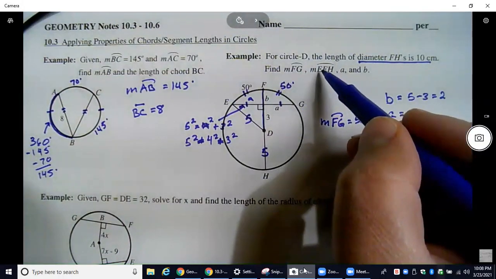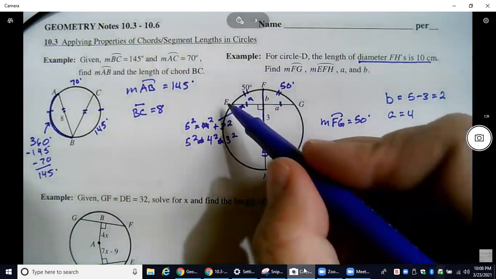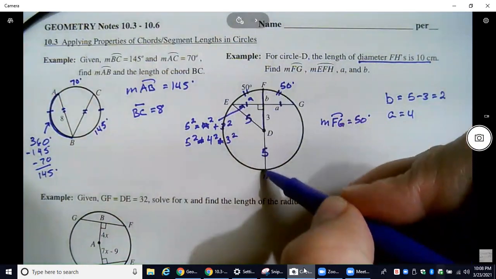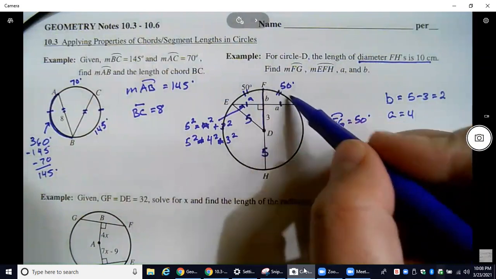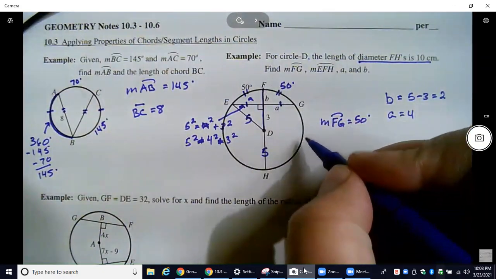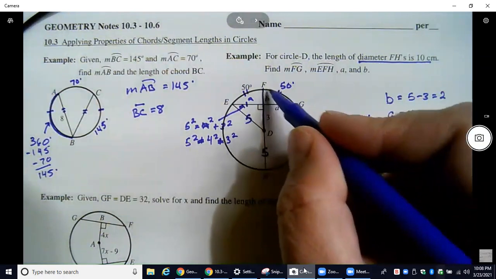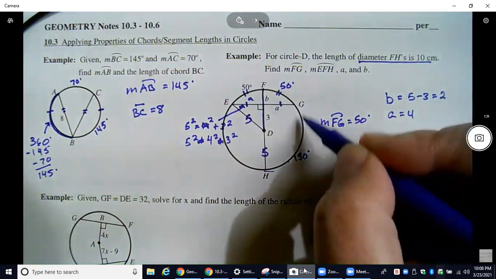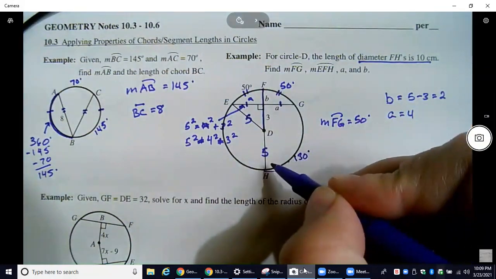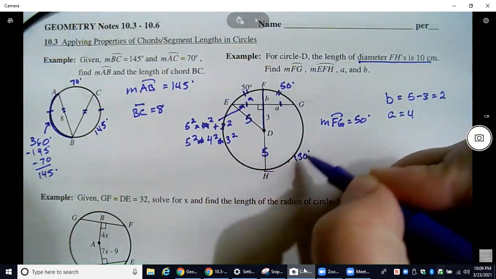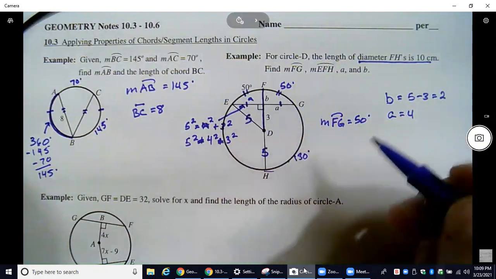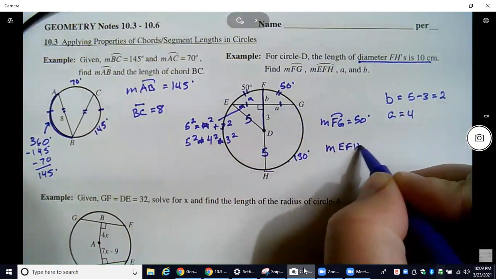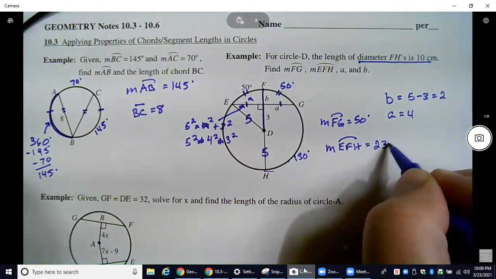Next, measure of arc EFH. All right, so E starts here and then F and then all the way to H. So this is a major arc. Now, because this is a diameter, you know that this whole distance from F to H is going to be 180 degrees. So if you needed to mark this section out, this would be 130, because that total here is 180 and that part is 50. So the part that would be remaining is 130. So 130 plus 50 is 230. So the measure of arc EFH is going to be 230 degrees.